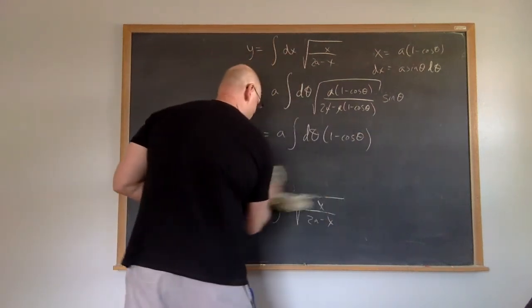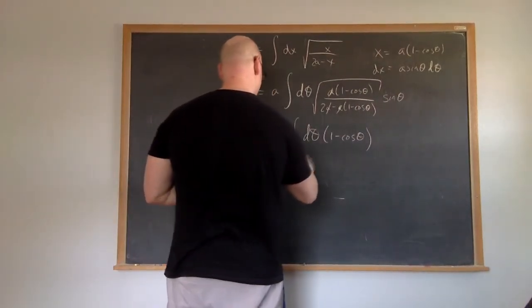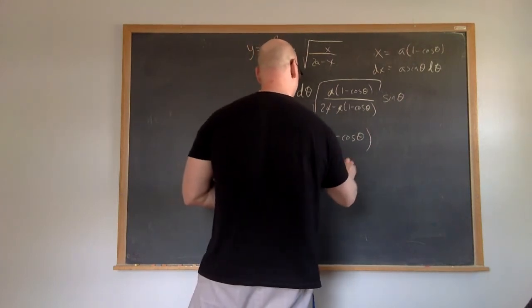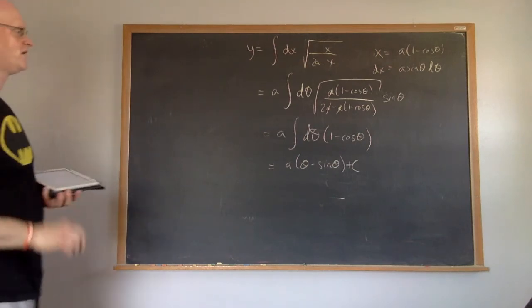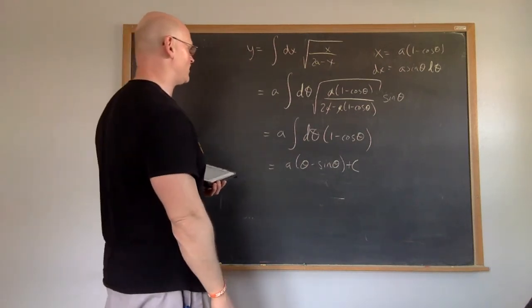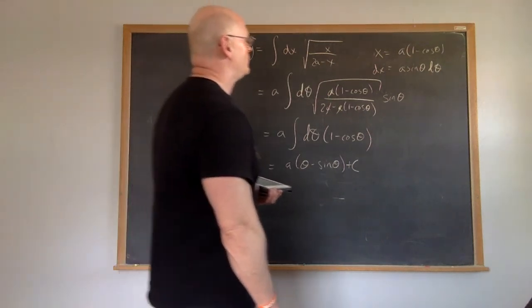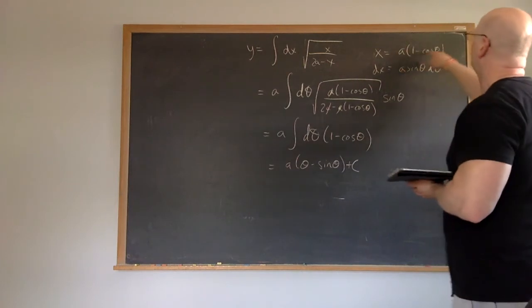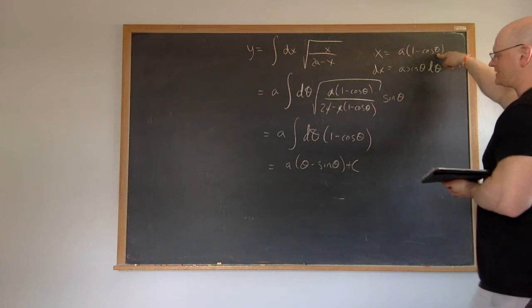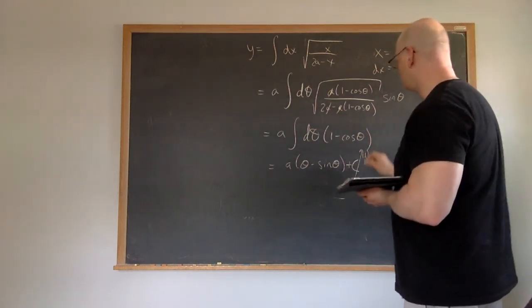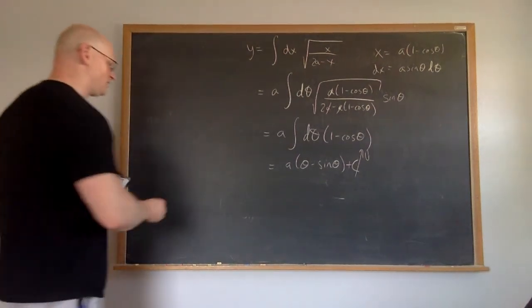which then gives me, after doing my integration, a times theta minus sine of theta plus a constant c. Now in this case, since we're iterating from 0 to x in that original integral, what that means is when x is equal to 0, theta also has to be equal to 0. So actually in this case, c is simply equal to 0. So this thing is actually what's known as the parametric equation of a cycloid.